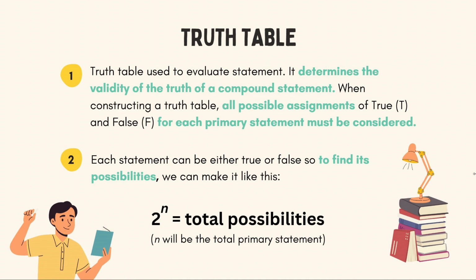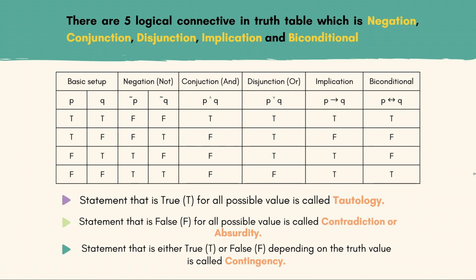There are 5 logical connectives in truth tables, which are negation, conjunction, disjunction, implication, and biconditional. I will explain to you all of these 5 logical connectives. So, we have the basic setup of P and Q. When we are using negation, we will do the opposite of the original statement.